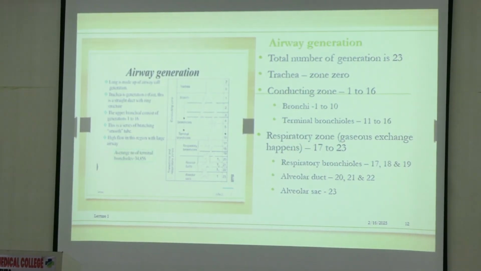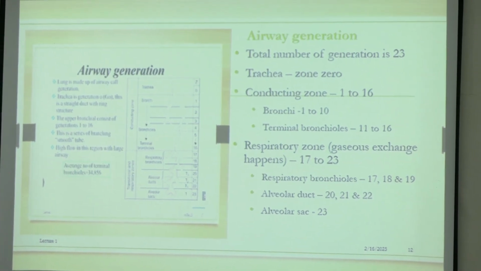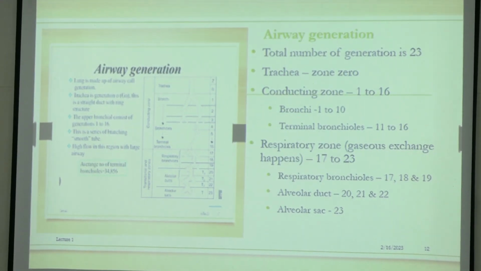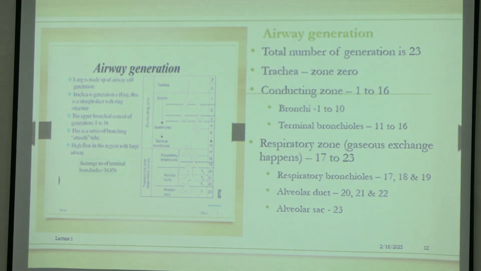Now, if you see the airway of the lungs, as I mentioned, the airways of the lungs are basically called generations. From the initial part, from the trachea, it is divided into several generations. What is the maximum number of generations in the lung airway?